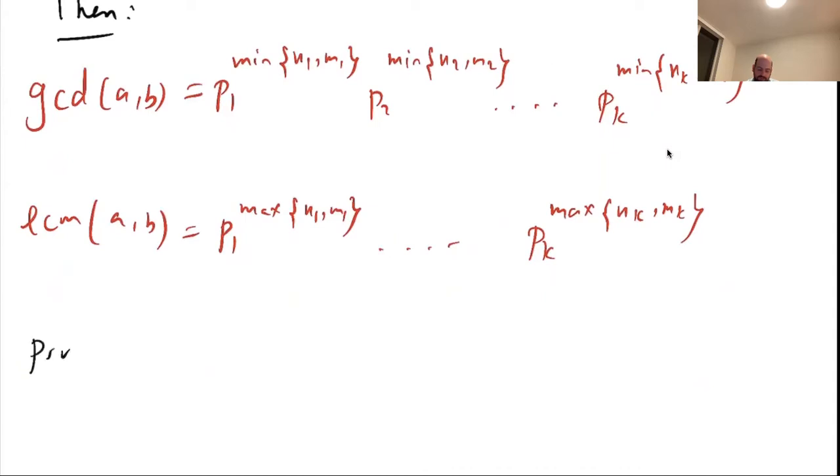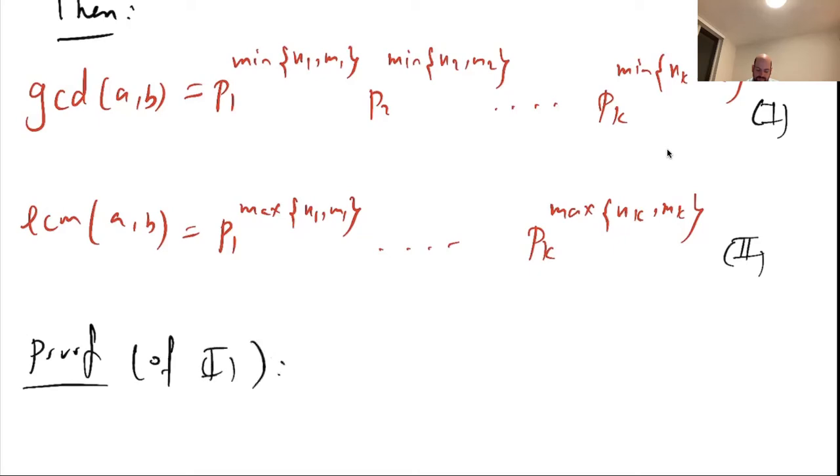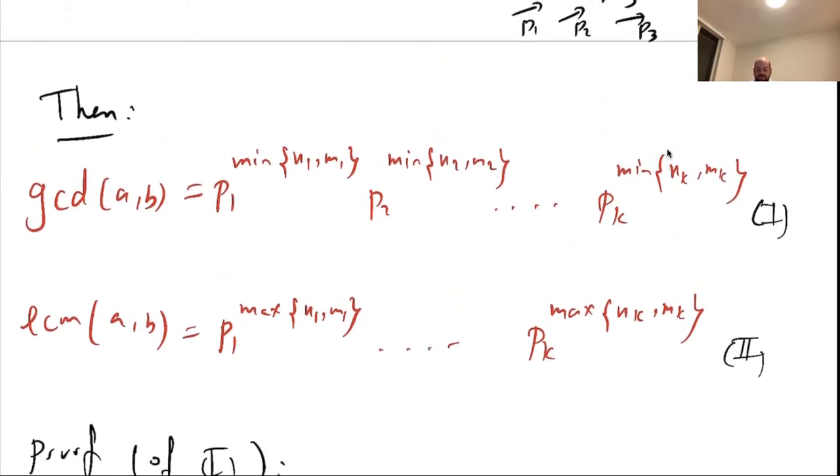Now let's see whether we can prove this for GCD. Let me call this one formula 1 and this one formula 2. Let me say proof of 1. So I want to show that this expression that appeared in the right-hand side is GCD of A and B. GCD means greatest common divisor. So first of all, I have to show that this is a common divisor for A and B. And then show that this is the greatest common divisor for A and B.